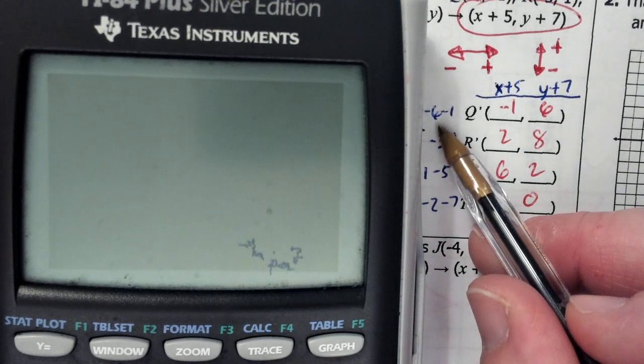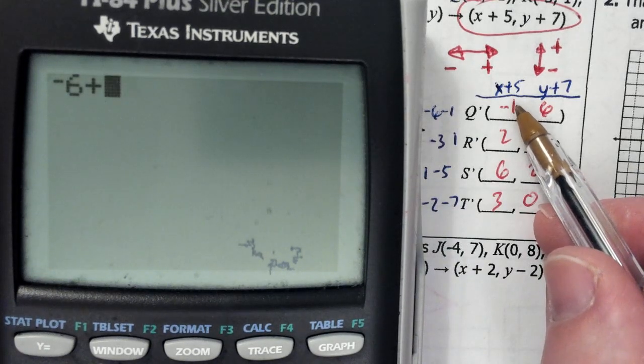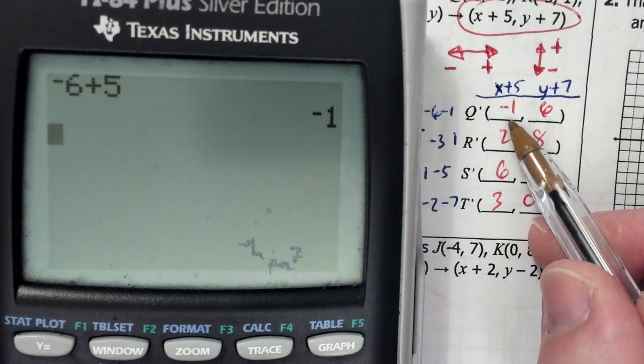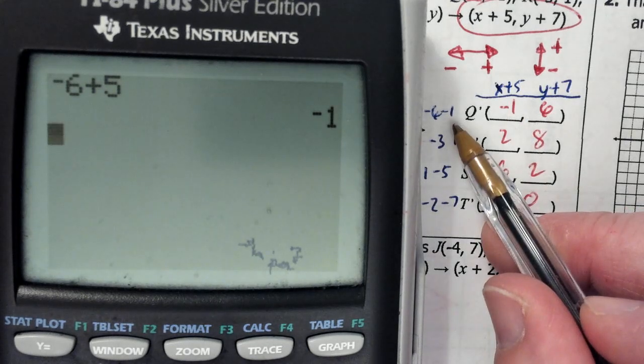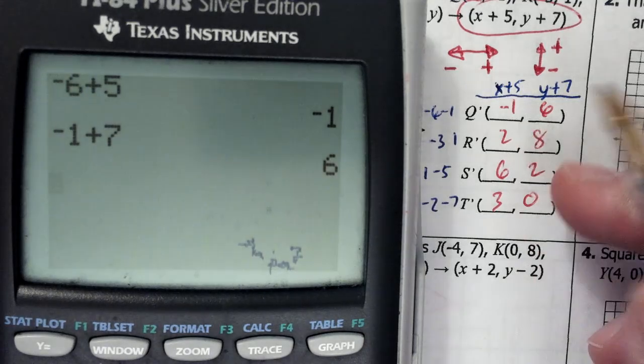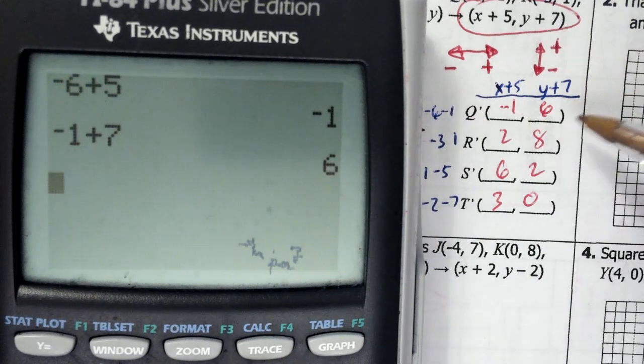All right, right here, all of my x's, I was supposed to add 5. So if I take my x's, so I had -6, I add 5. Yep, and it was -1. And then what was I supposed to do to the y? So -1 plus 7, and that was 6. So that's how you would find a single point.